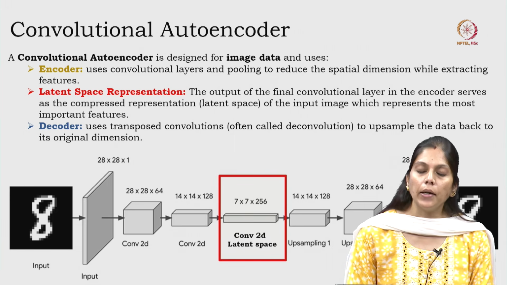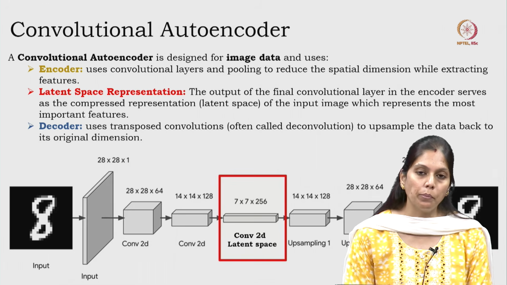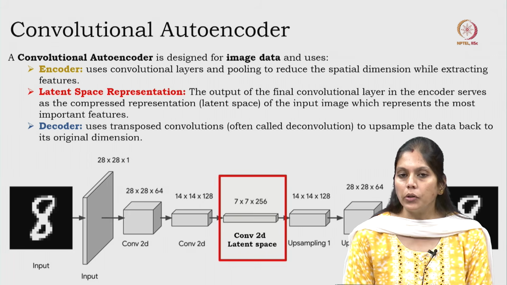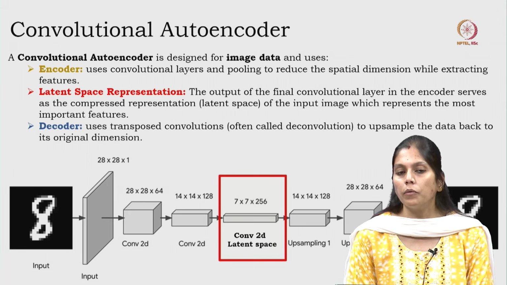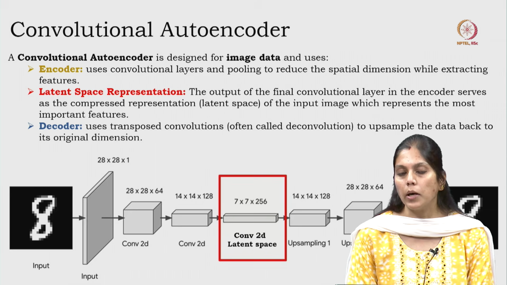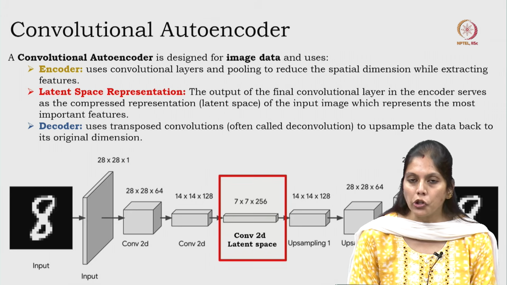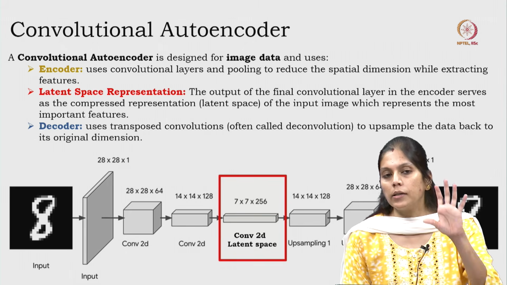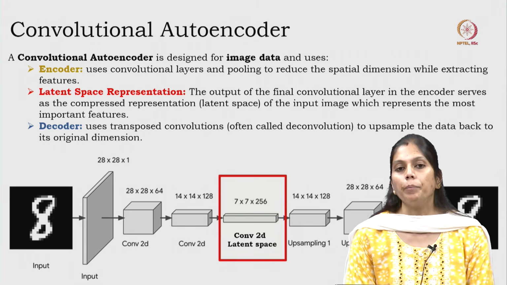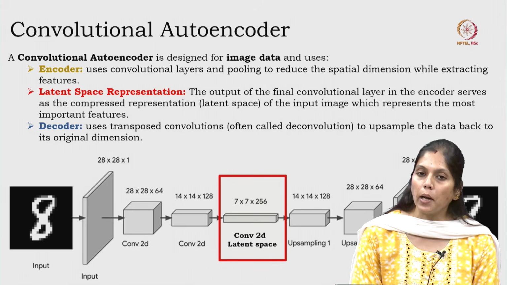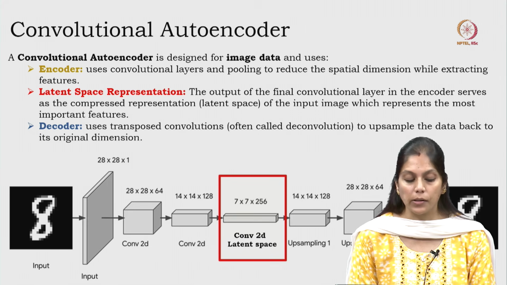Ultimately the encoder has to extract the most important features and reduce the dimension. That is the latent space, right? The output of the convolution will be a latent space or latent code. How is it possible? It is possible only with the convolution layer and the pooling layer. So that is the architecture of the encoder. It uses convolutional layers and pooling mainly to reduce the spatial dimension while extracting the features.